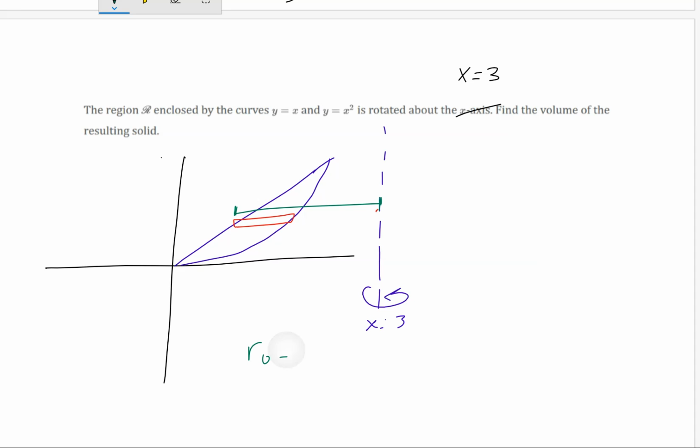So my outer radius then is going to be 3 minus, and this needs to be in terms of y, because the skinny part of my rectangle is kind of pointed to the y-axis, and that's the line y equals x. So that's just going to be 3 minus y. The inner radius is going to be from our axis of rotation to the closest part. Now that is y equals x squared, right? So we have to solve that. We have to have everything in terms of y. So x is equal to square root of y. Okay? So the inner radius then is going to be 3 minus the square root of y.